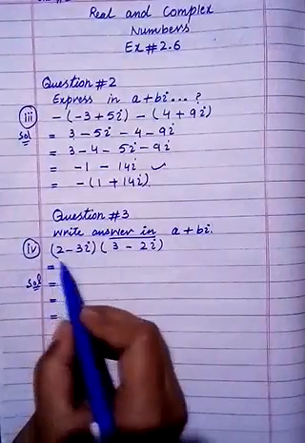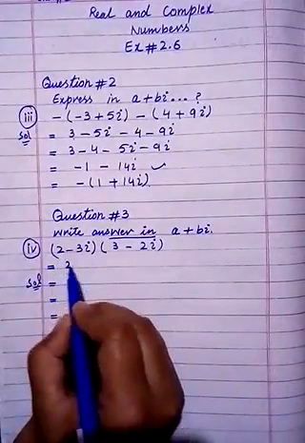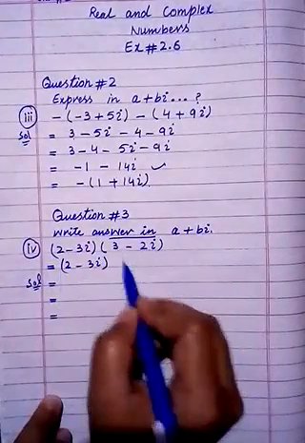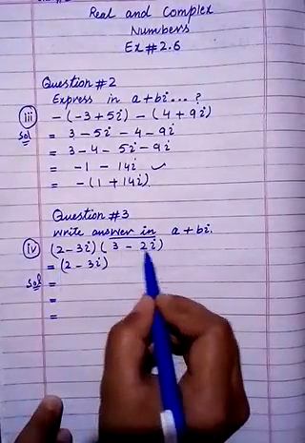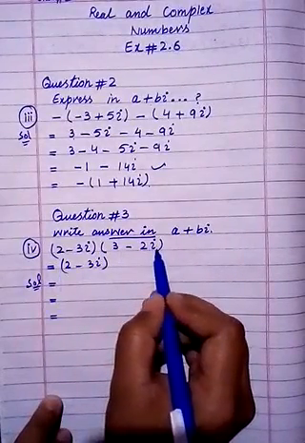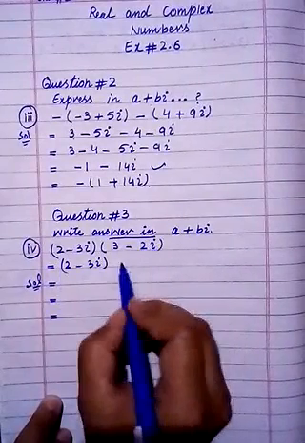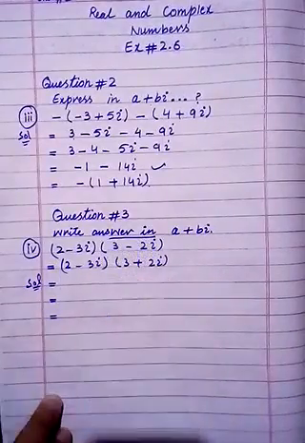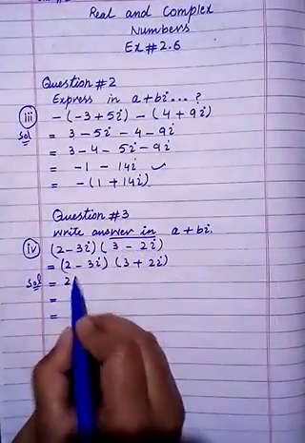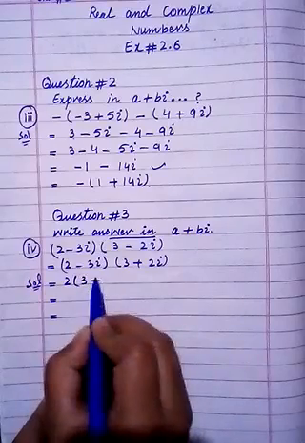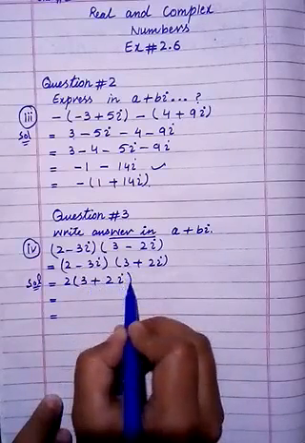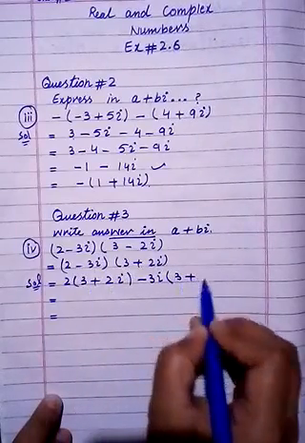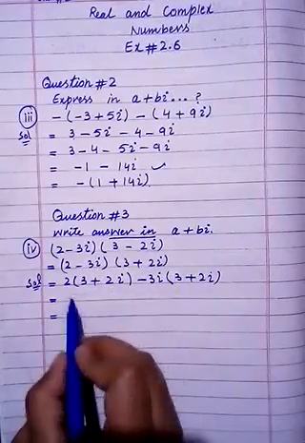Now fourth part, 2 minus 3 iota as it is. Bar means you have to take the conjugate. 3 minus 2 iota: in the conjugate you have to change the sign of the imaginary part. Now it becomes 3 plus 2 iota when you remove its bar. Now you have to multiply. 2 multiplied by these two numbers, like 3 plus 2 iota. Now minus 3 iota as it is, 3 plus 2 iota. Now you have to multiply.